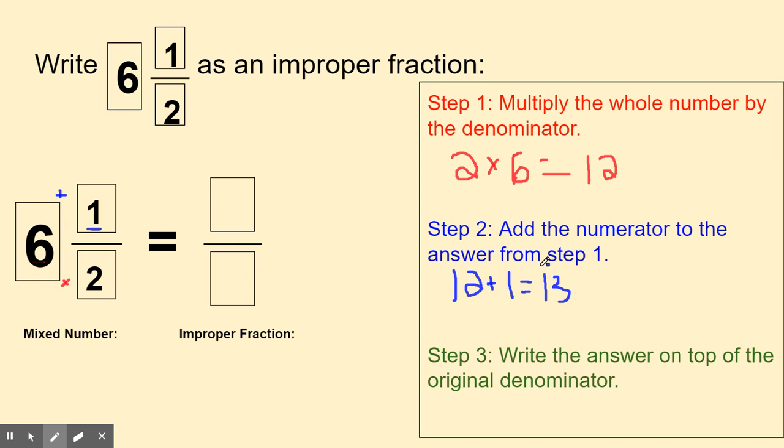Actually, step 3 now. Let me backtrack a little bit. We know 13 is our answer. Step 3, write your answer on top of the original denominator. So we're going to write our answer, which is 13, on top of our original denominator. And what was our original denominator? Our original denominator was 2. So we will write 13 over 2. So that's how we change mixed numbers into improper fractions.